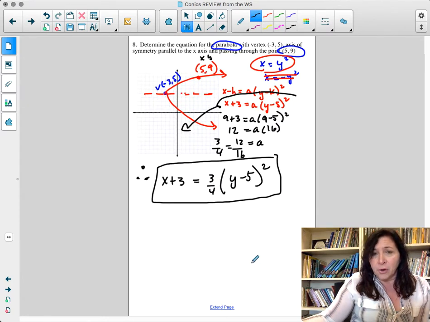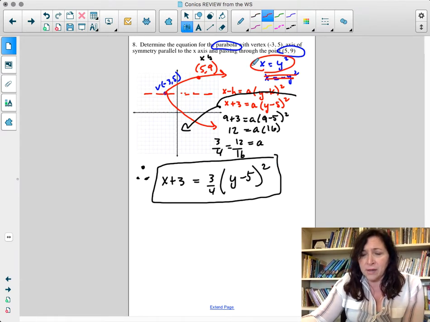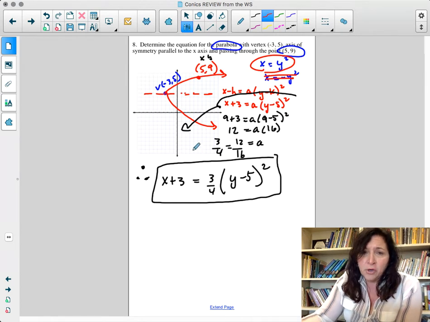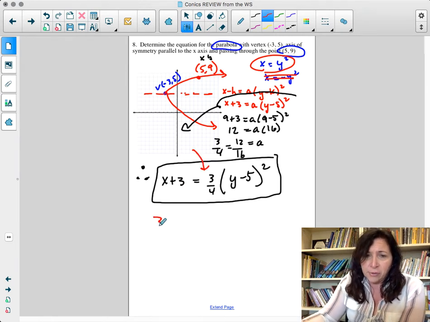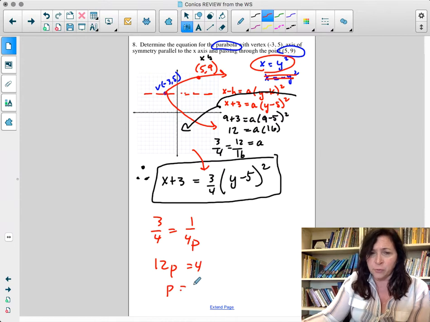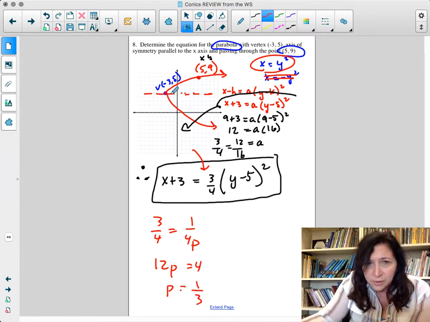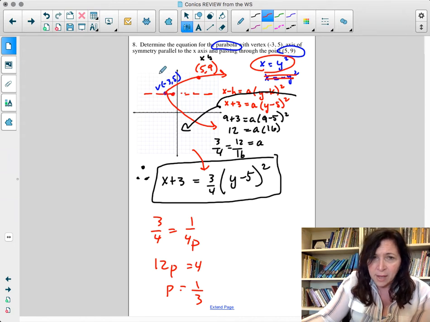Keep in mind, though, people, that if you were asked where's your focus point, you can use this value here, 3 over 4, because that equals 1 over 4p. And you could go, well, that's 12p equals 4. So p equals 4/12, which is 1/3, which means that my focal point is only 1/3 this way, and my directrix is only 1/3 this way. Okay.